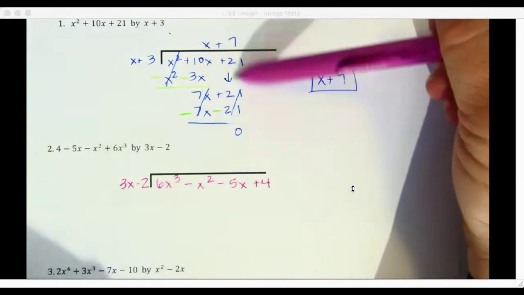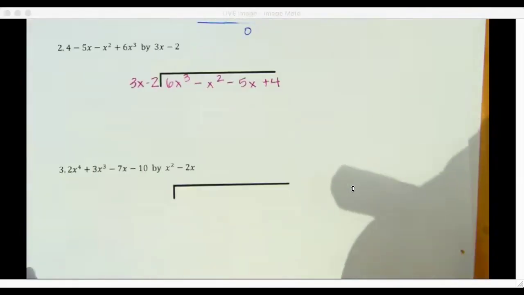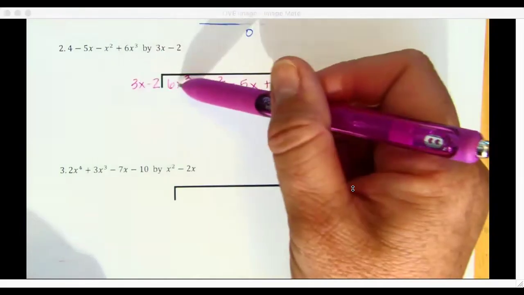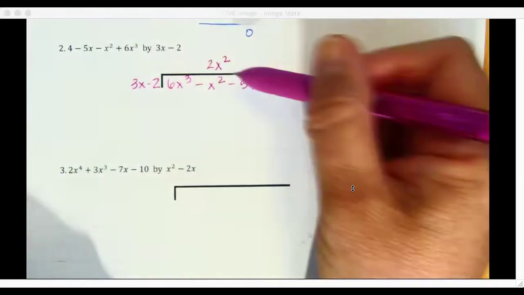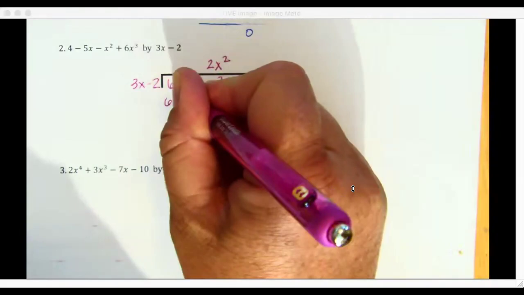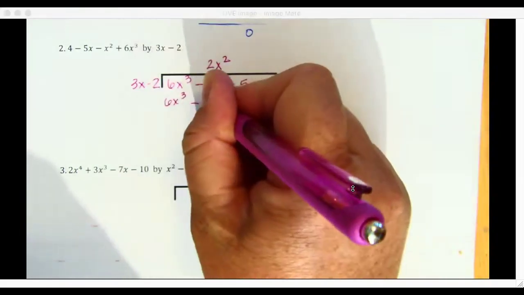These are all constants, and so on. So I'm going to do the same thing in this next example. So again, 3x times what would give me 6x cubed? That would be 2x squared. 2x squared times 3x gives me 6x cubed. 2x squared times negative 2 is negative 4x squared.